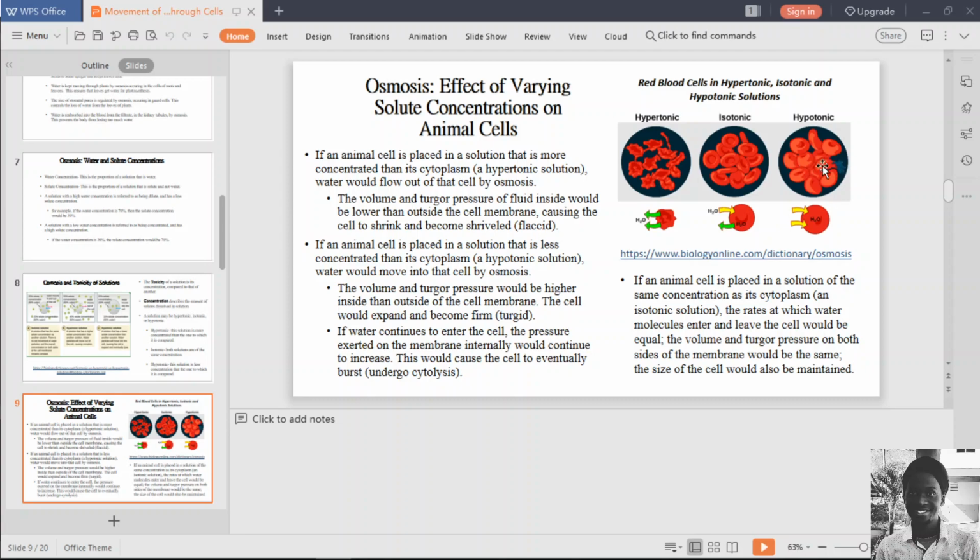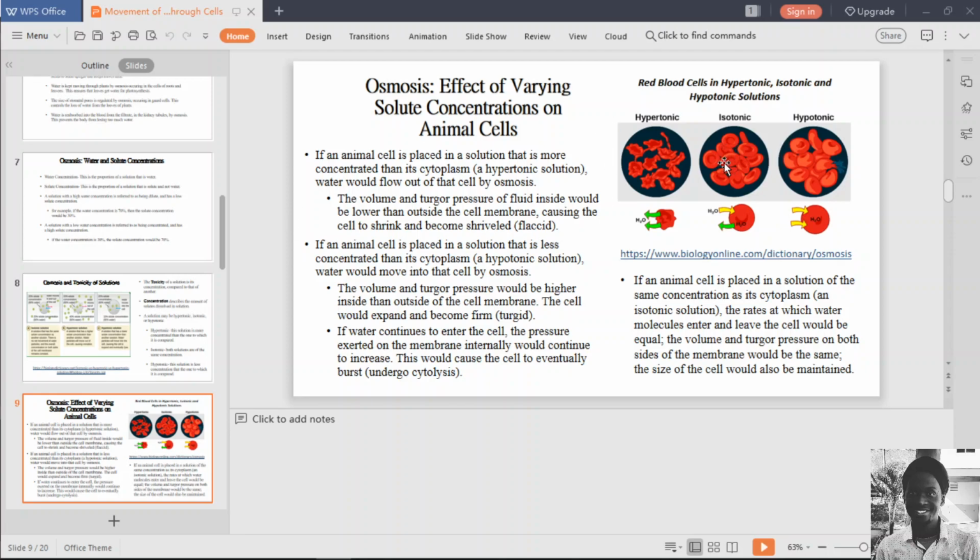It would explode and its contents would be extruded into the external environment. Now, if an animal cell is placed in a solution of the same concentration as its cytoplasm, that is an isotonic solution, the rates at which water molecules enter and leave the cell would be equal. Okay, the volume and turgor pressure on both sides of the cell membrane would be the same, and as a result, the size of the cell would also be maintained.